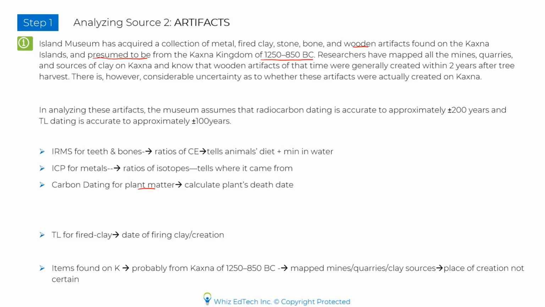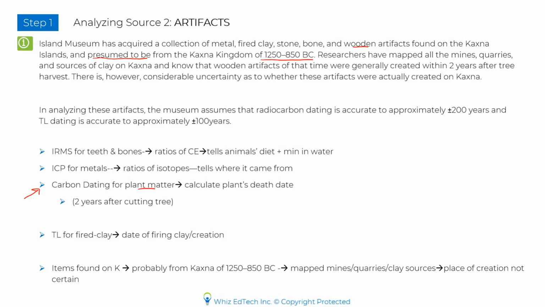Reading on, so let me see. Researchers have mapped all the mines, quarries, and sources of clay on Kaksna and know that wooden artifacts of that time were generally created within 2 years after tree harvest. Now, where I have noted this plant matter, I will go there and jot down that the date they can calculate is within 2 years after cutting the tree. The objects that were made of this wood were made within 2 years after cutting the tree.